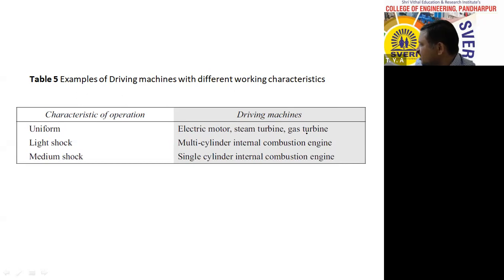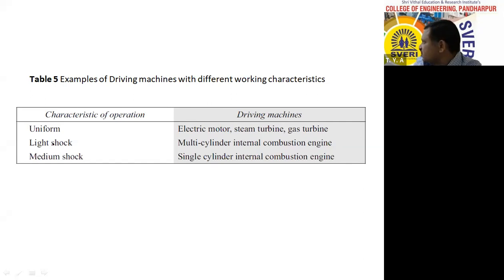What does uniform characteristic mean? X is directly proportional to Y. Understood? If one thing increases, the other also increases. That is uniformity. If one thing decreases, the other also decreases. Suppose one thing increases and the other decreases, that is not uniformity. That is reciprocal or reverse. You have to understand these things.